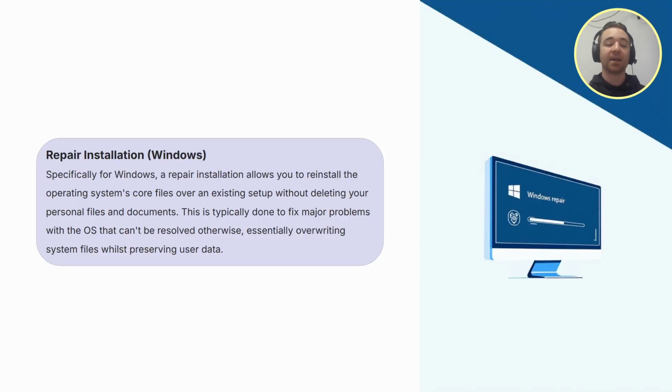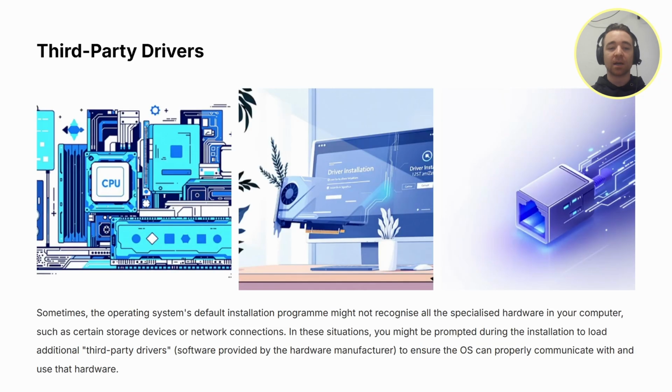And then a repair installation. This is specifically for Windows. A repair installation allows you to reinstall the operating system's core files over an existing setup without deleting your personal files and documents. This is typically done to fix major problems with the OS that can't be resolved otherwise, essentially overwriting system files whilst preserving user data. So a Windows repair installation reinstalls your operating system, but keeps your system, your data and your applications in place, okay?